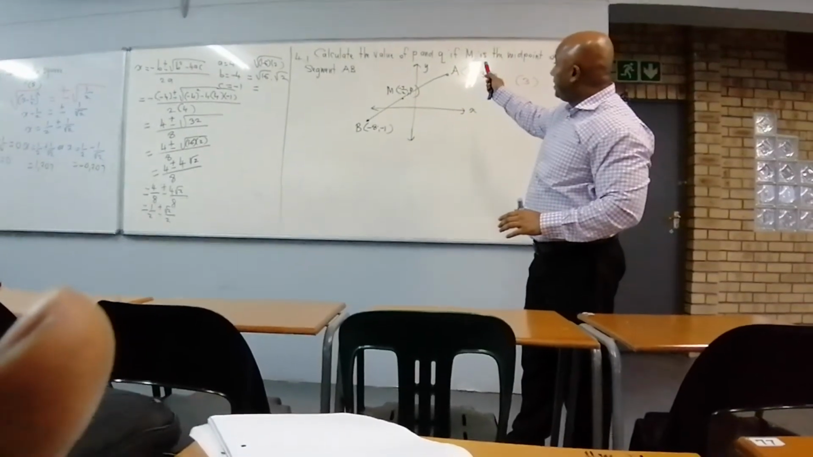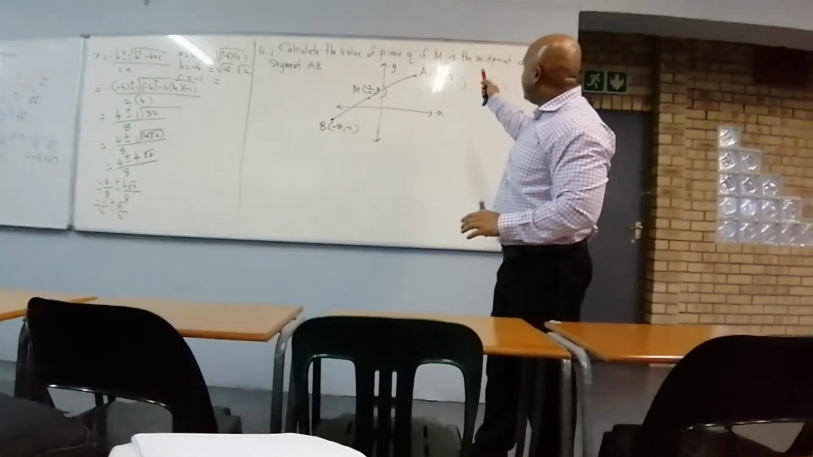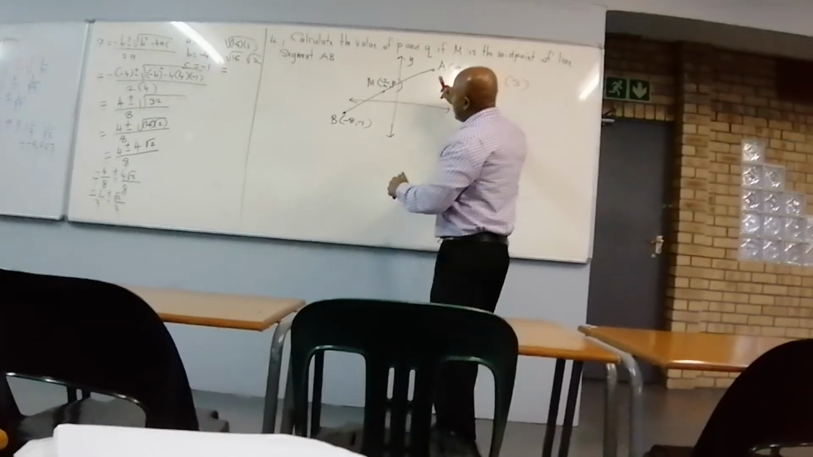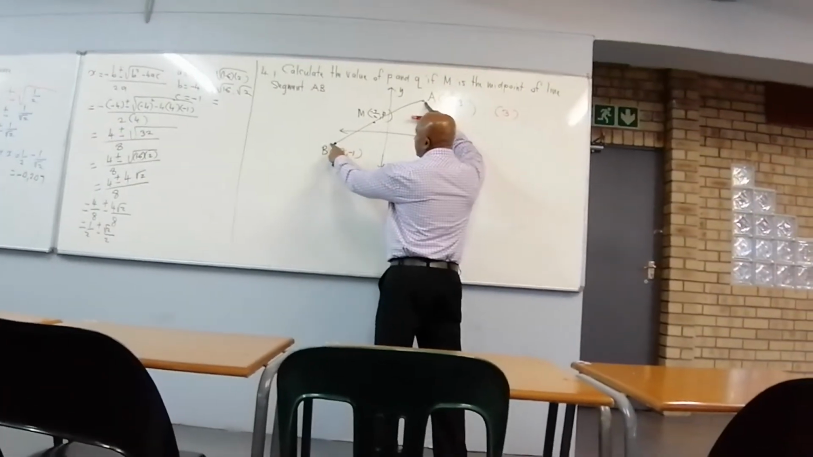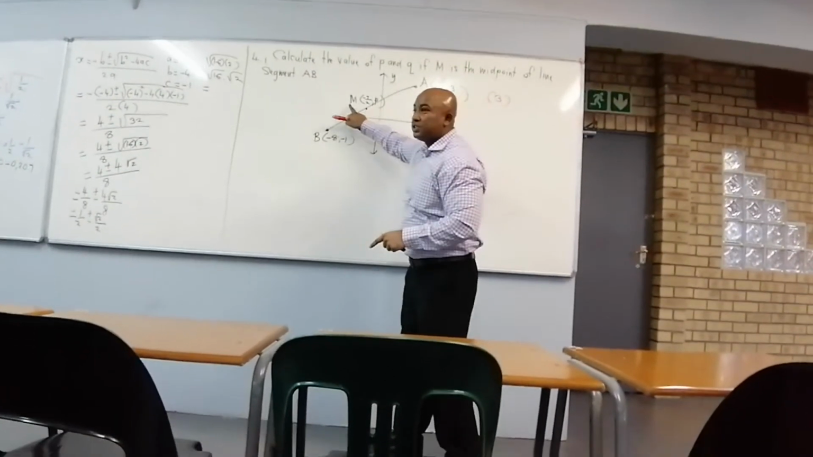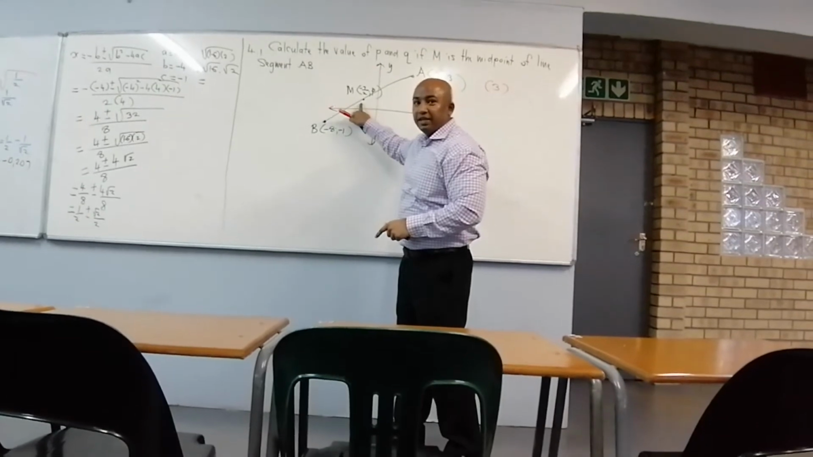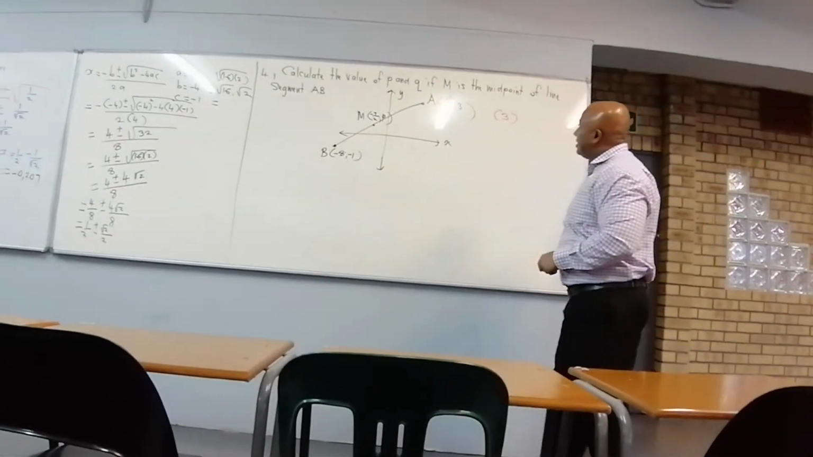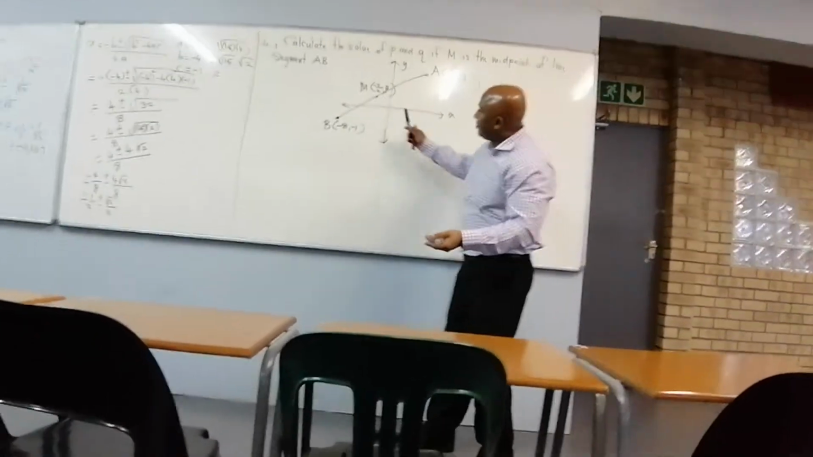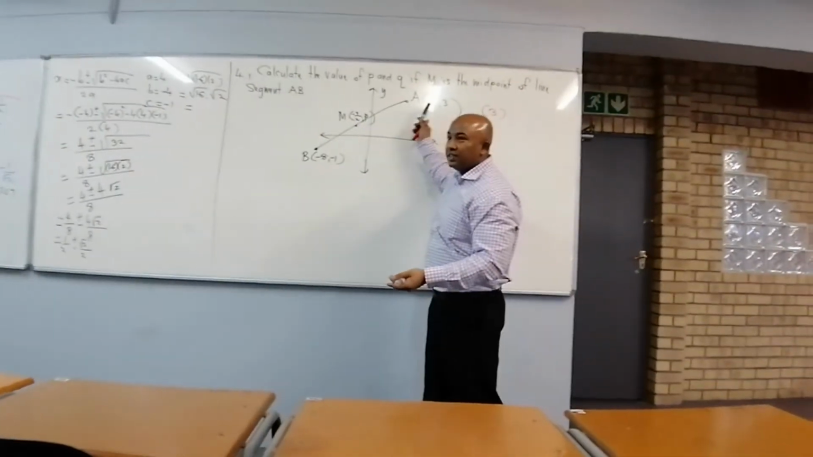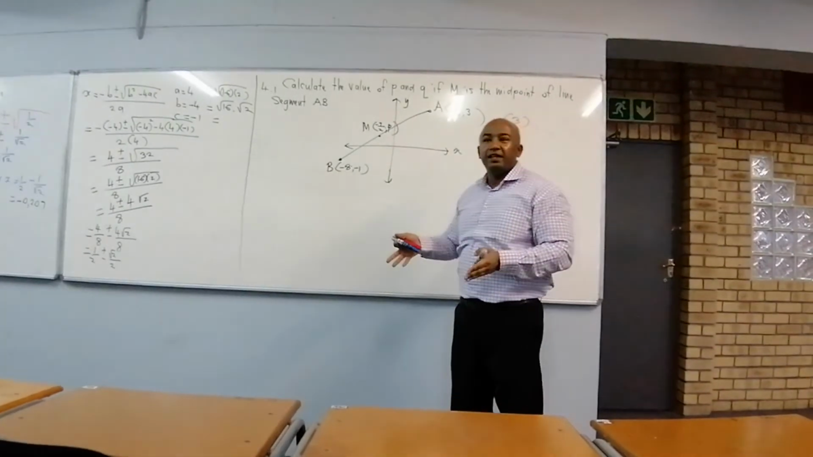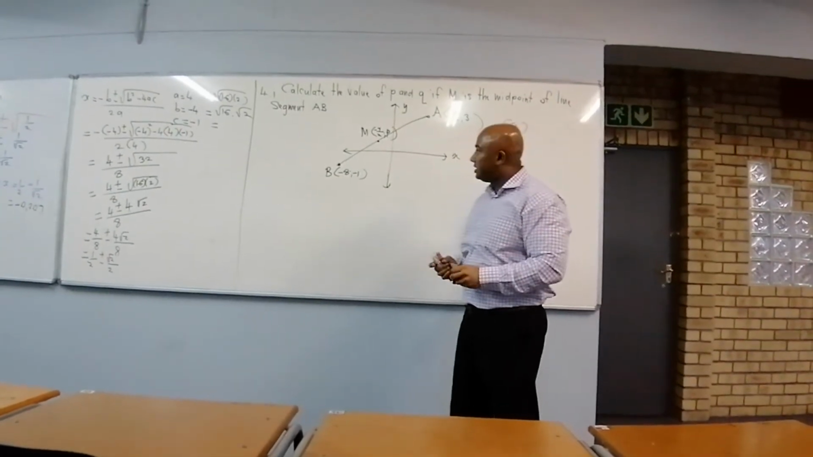Calculate the value of P and Q if M is the midpoint of line segment AB. So here is line segment AB. We are told that M is the midpoint. So now what we need to do is find the value of P and Q. So basically we just need to apply the midpoint formula, straightforward.